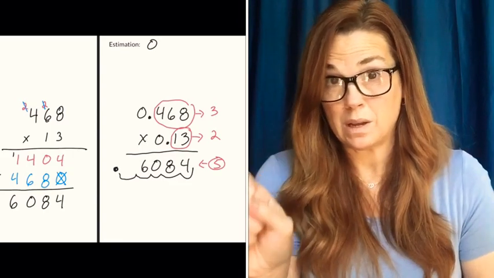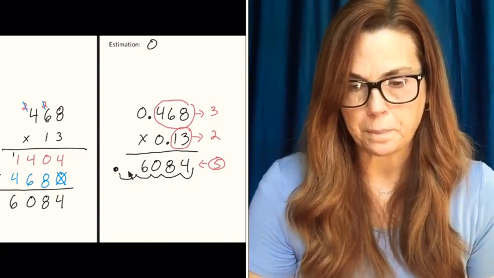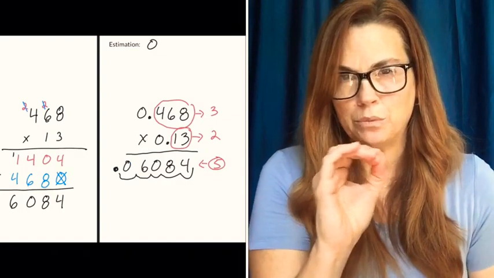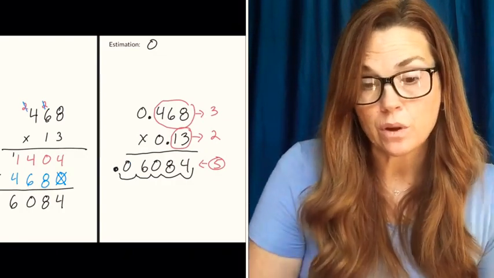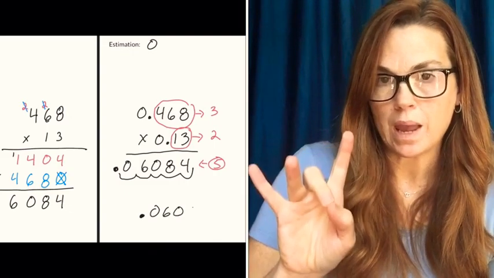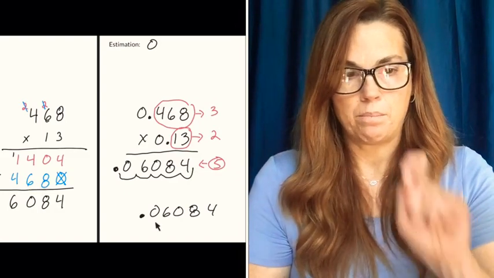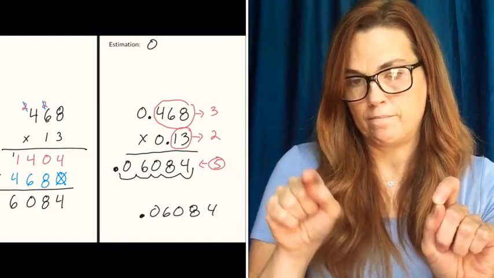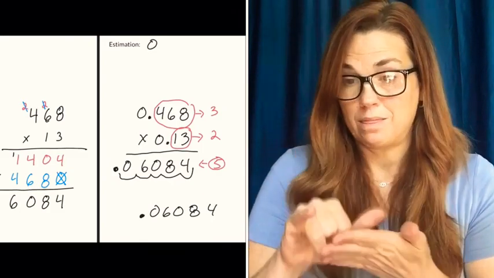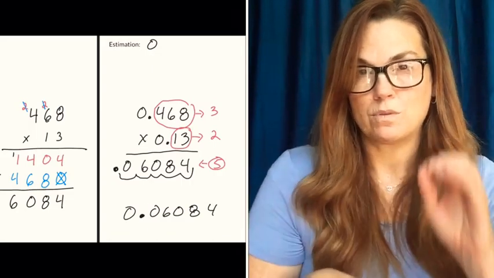So what would I need to do so I would have 5 digits to the right of my decimal for my answer? And most of y'all are saying, yeah, I'm going to put a 0. So my final answer is 0.06084. This way I have 5 digits to the right of my decimal. Okay? And looking at this, my final answer is pretty close to that estimation that we made of 0.